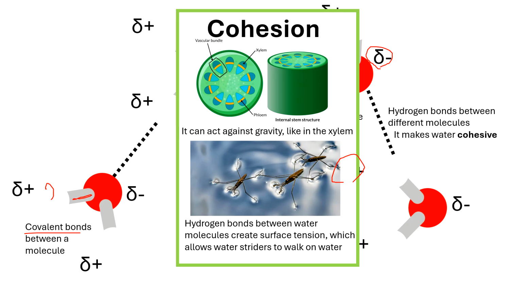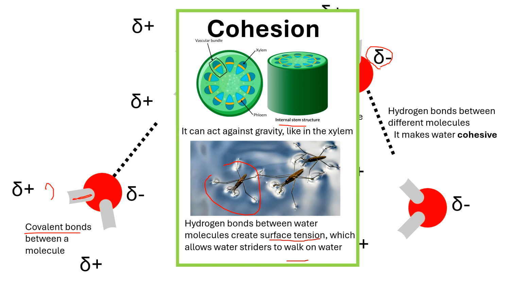A main example of this would be plants that carry water up from their roots to their leaves, using the cohesion of water to pull water up their xylem, which is in their stem. Another example would be water striders. We know that water striders use the surface tension of water to walk on it.